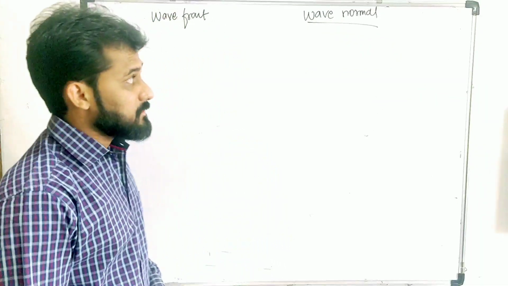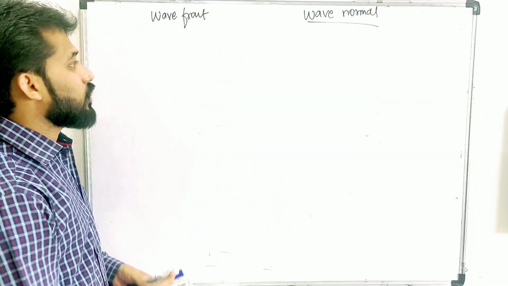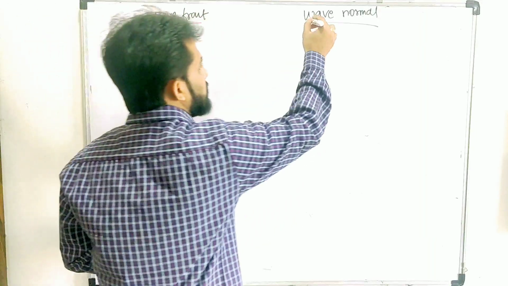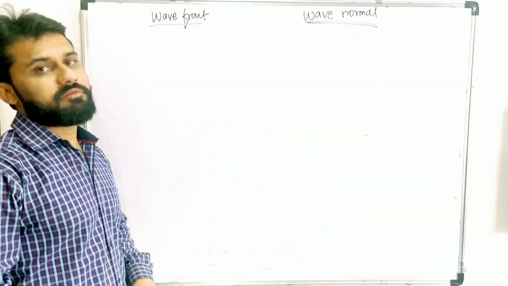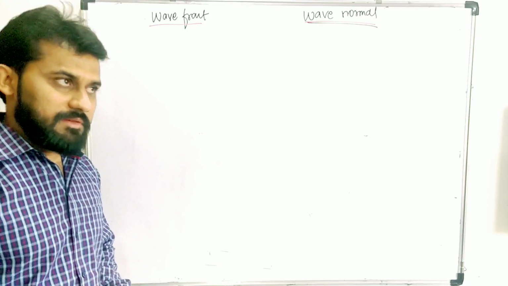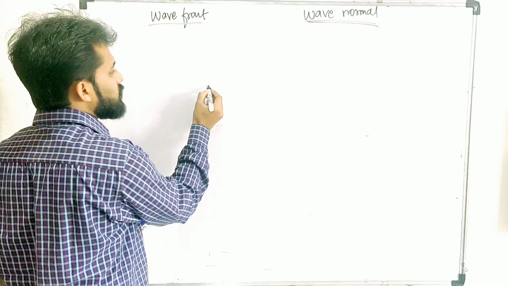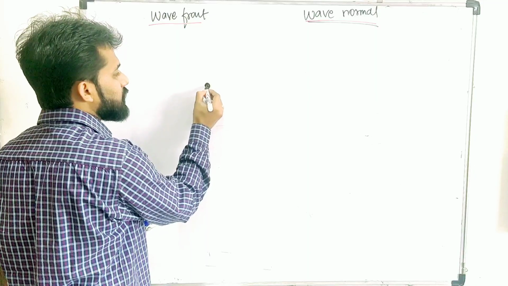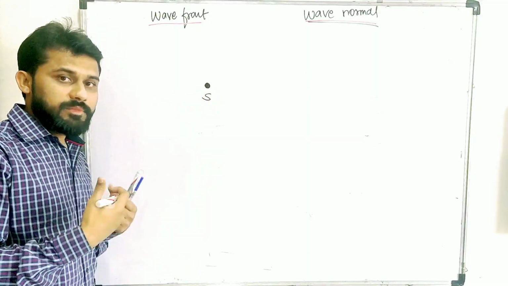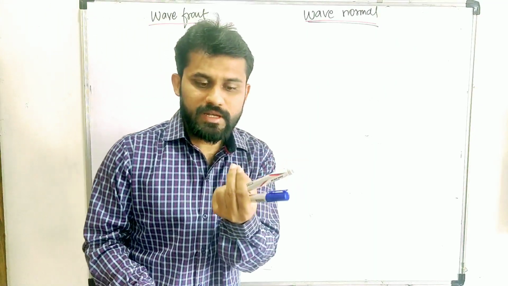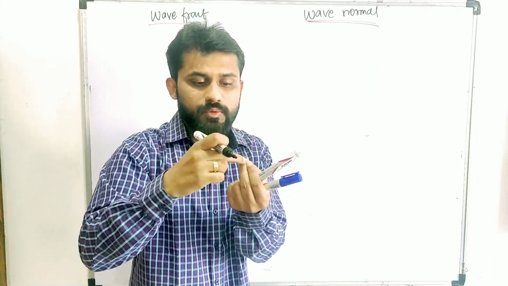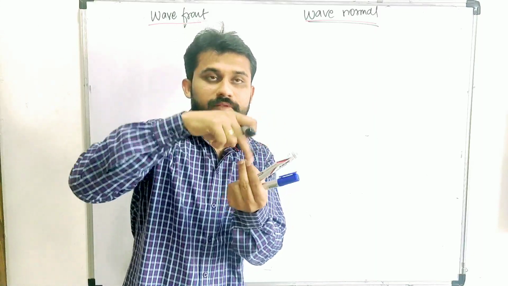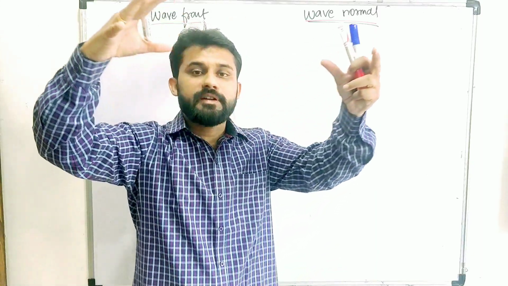The next point is wavefront and wave normal. These were two important terms because we need them for further explanation of this theory. What is the meaning of wavefront? If you have a source of light, for example, this bulb, and I place the source at the center, the waves will start traveling in all directions. One will come towards you, another will go back, right, left, up, down. Everywhere the waves will start traveling, right?